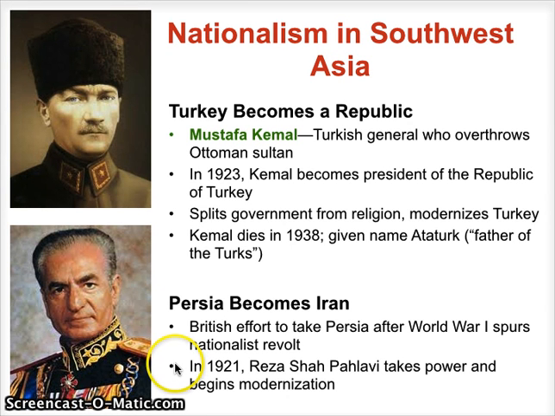In 1921, we have Reza Shah Pahlavi. He ends up taking power in Persia and changes the name to Iran, which is what it's called today. And he begins the process of modernization. Unlike Mustafa Kemal, who is able to promote more democratic ideals, we are seeing Reza Shah, he is using more of a dictatorship. And eventually he becomes very unpopular, as we have talked about last week.